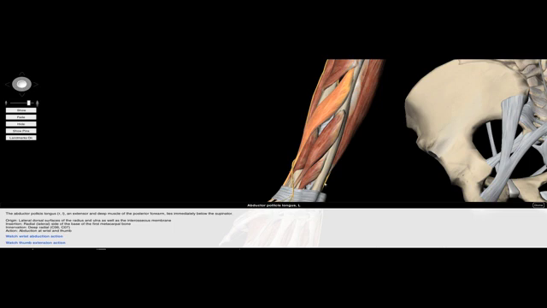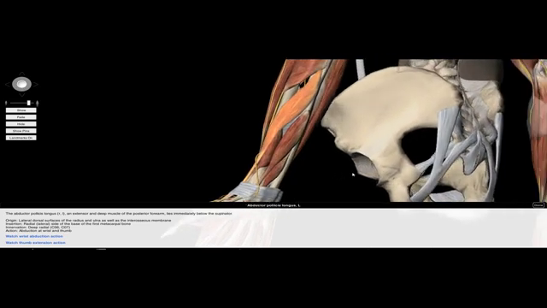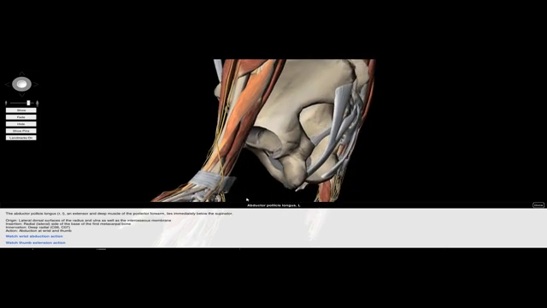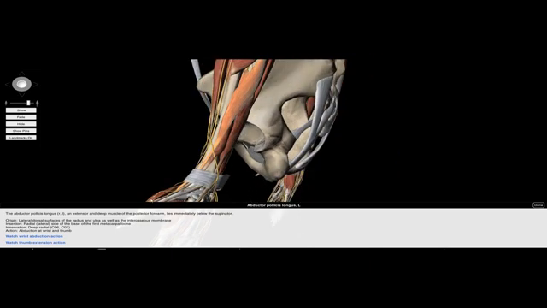Abductor pollicis longus originates on the lateral dorsal surface of the radius and the ulna and part of the interosseous membrane, courses down under the extensor retinaculum, and inserts on the radial side of the base of the first metacarpal bone. It is innervated by the deep radial nerve, and it provides abduction of the wrist and the thumb.